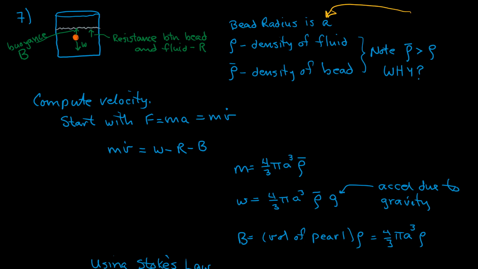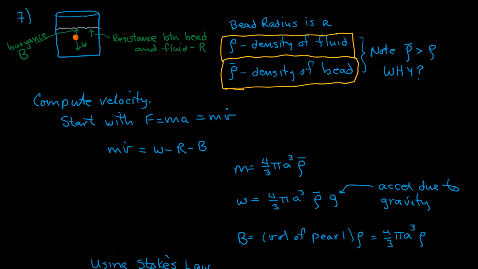Now, we're going to call the radius of the bead A. So A is going to be the radius of this bead. Rho is going to be the density of the fluid, okay? And then bar rho is going to be the density of the bead. Real important to notice that the density of the bead must be greater than the density of the fluid. Notice I've put this down over here. Why is that the case?